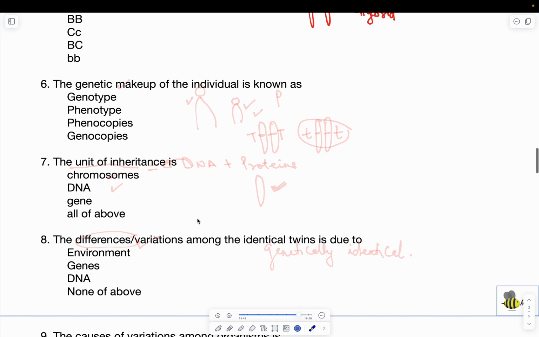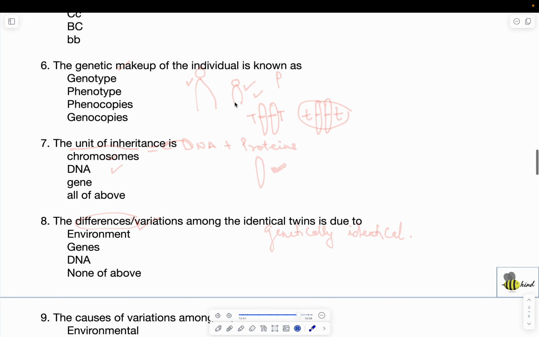Then the next question is, the genetic makeup of an individual is known as, the genetic makeup of an individual is its genotype, right? When you are looking at the genetic constitution, you are talking about an individual. Say there's an individual who is very tall. This individual is dwarf. Tallness and dwarfness, they are the phenotype. From outside, one individual is appearing as tall, the other is appearing as dwarf, short. So this is the phenotype.